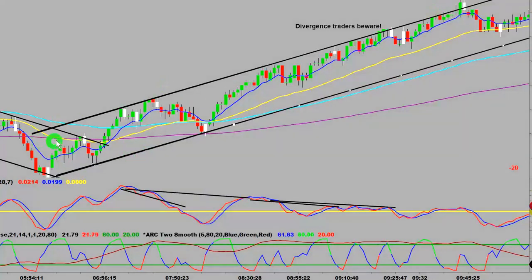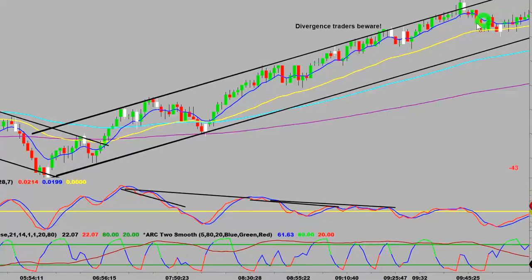Now this is where divergence traders, or this is where you can be very cautious on taking divergence trades. Now of course what normally happens within a channel, we bounce, sell the high, buy the low, sell the high, buy the low, sell the high, buy the low. But what happens here is, of course, we're in a virtually running parallel with our 34.